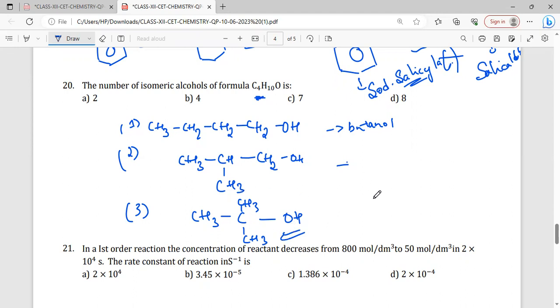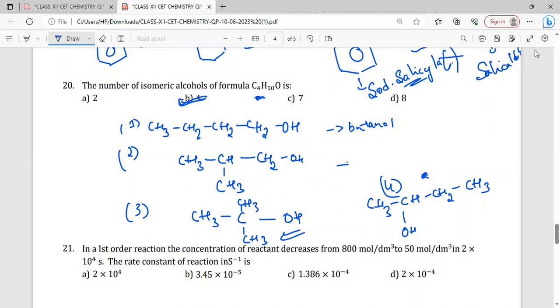Okay, so what could be the fourth isomer? I'll take this CH, OH. I've just changed the position of your OH. CH2, CH3, 4 carbon atoms, 10 hydrogens, and 1 oxygen. This can also be another isomer. So totally I can have 4 isomers. And obviously I don't think we can have any other isomer of this. So it should be 4.